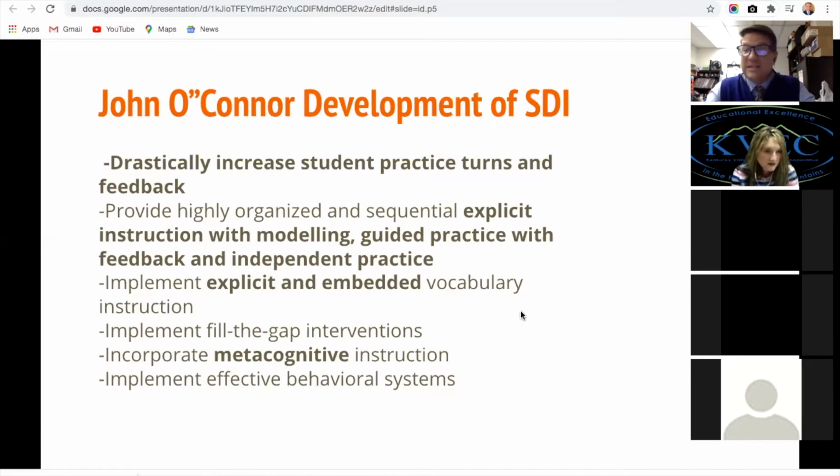Providing highly organized and sequential explicit instruction with modeling, guided practice with feedback, and independent practice. And then implement explicit and embedded vocabulary instruction, which I really, really love. I think it's so important that in every section you're talking about explicit and embedded vocabulary. And then he also lists metacognitive instruction, where you're thinking about your thinking, you're learning to organize yourselves. We know our students lots of times have difficulty organizing themselves, getting things completed, getting to the bottom line and that kind of thing. But this was his 6.